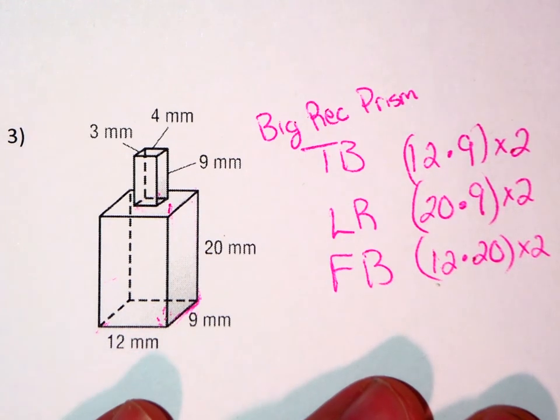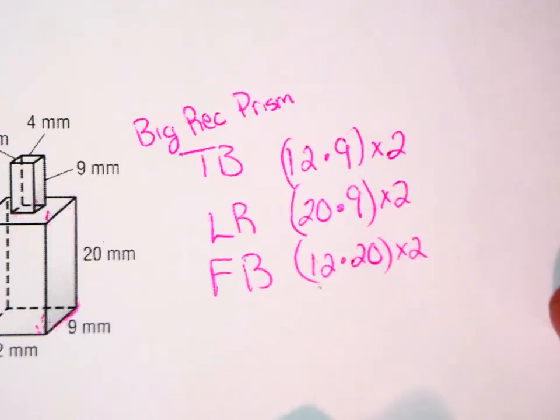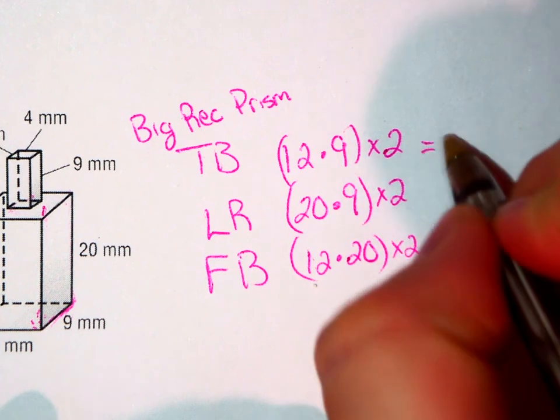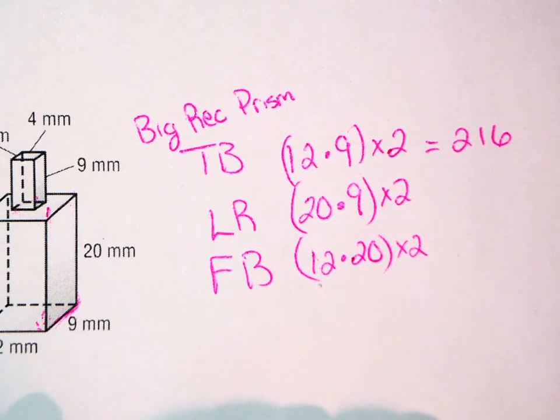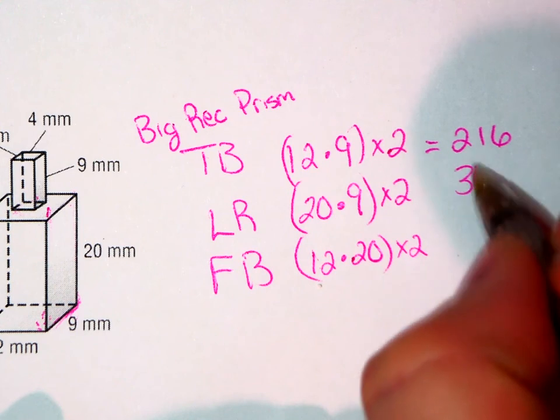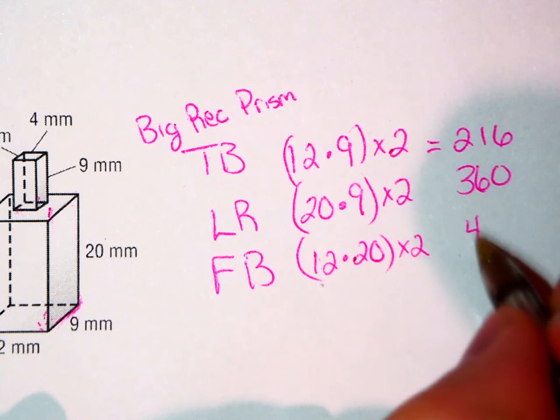So let's figure these out. 12 times 9 times 2 would be 216. 20 times 9 times 2 would be 360. 12 times 20 times 2 is going to be 480.